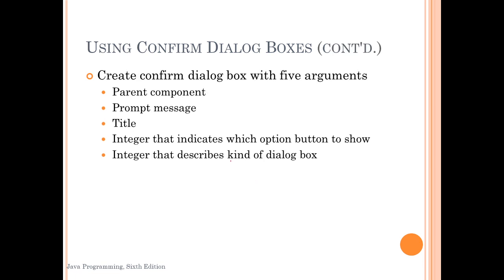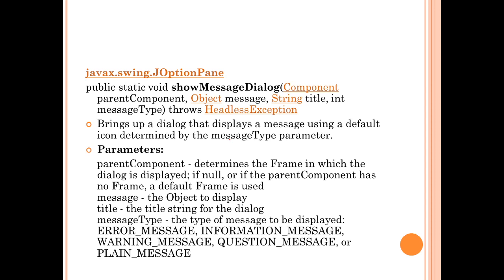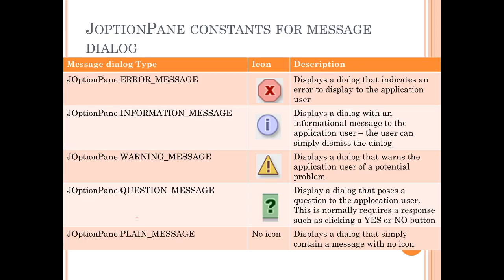Okay, so ito naman si confirm dialog. Meron siyang 5 arguments. Meron siyang parent component, may prompt message, may title, integer that indicates ano yung option na kailangang ipakita, and ano yung dinidescribe niya for the kind of dialog box. So, ito yun, yes, no. Yun yung pinapakita natin kanina. So, always remember, si JOptionPane ay nasa swing package. So, we have here yung mga parameters natin. Ito rin kagaya nung pinaliwanag ko kanina.